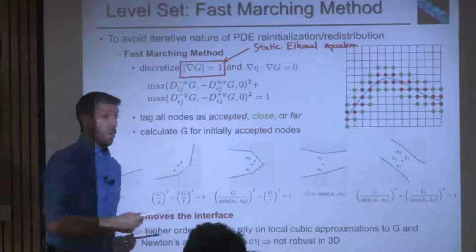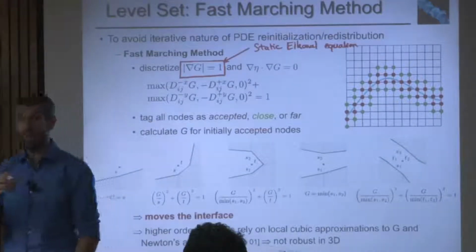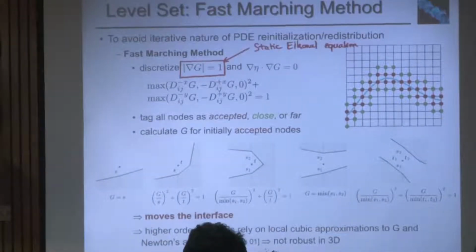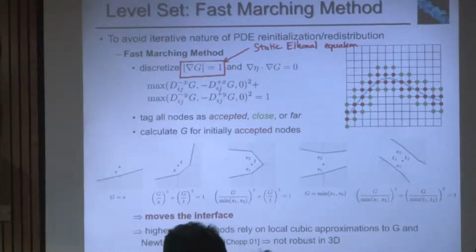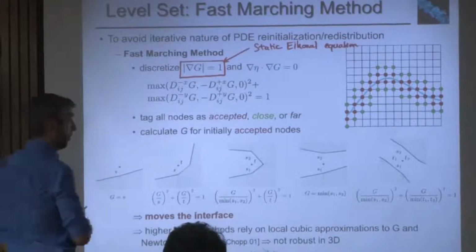Well, this we could do provided we had a process by which we can guarantee that we always know our neighbors are right. They're done. They have the final value of the distance. So let's put together a scheme that does this.